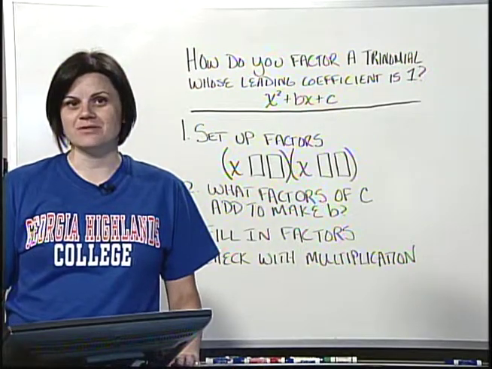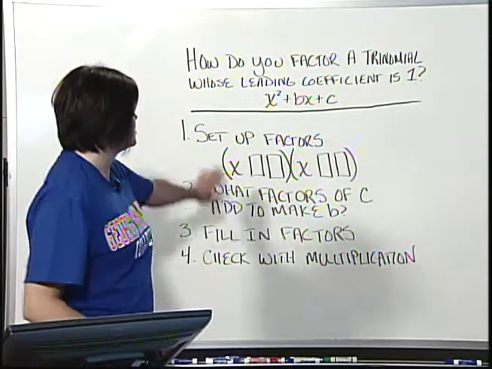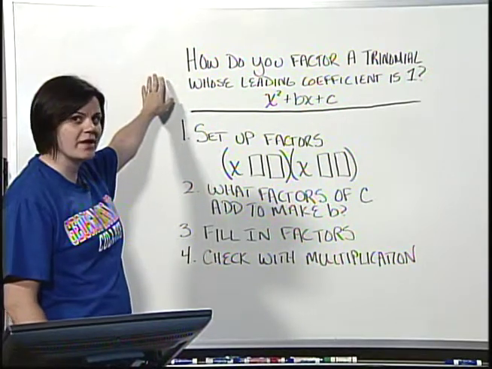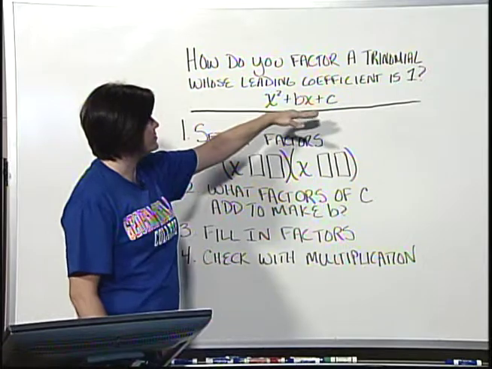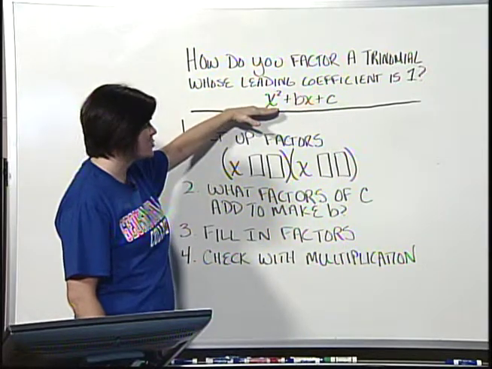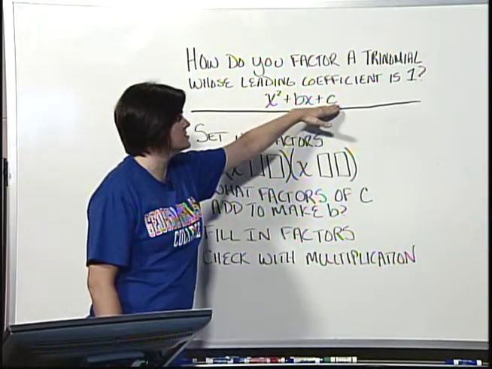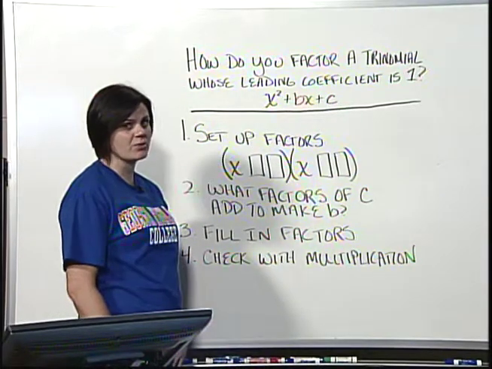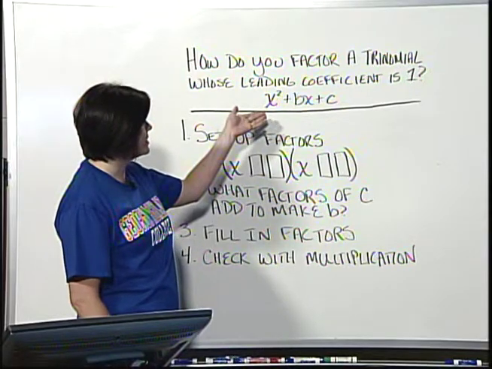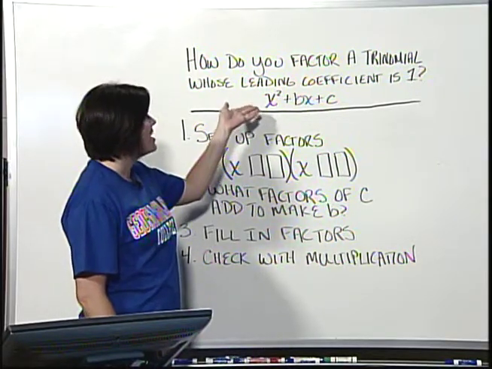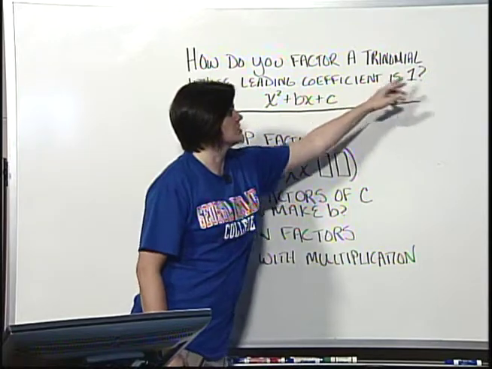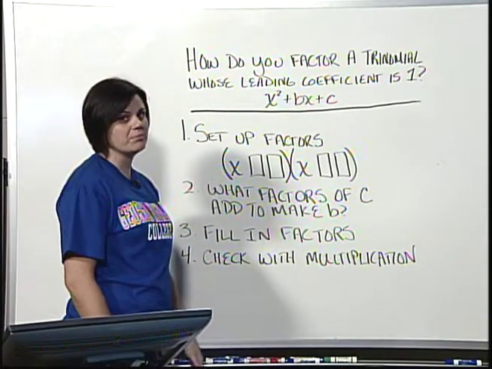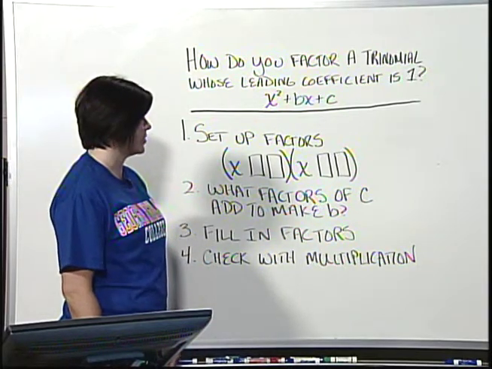In this video segment, we'll be answering the question, how do you factor a trinomial whose leading coefficient is 1? So these are trinomials in the form of x squared plus bx plus c. Now you might be used to seeing an a in front of the x squared term, but since we're going to assume that a is the coefficient 1, it's not showing up there. There's an understood 1 being multiplied with the x squared term.